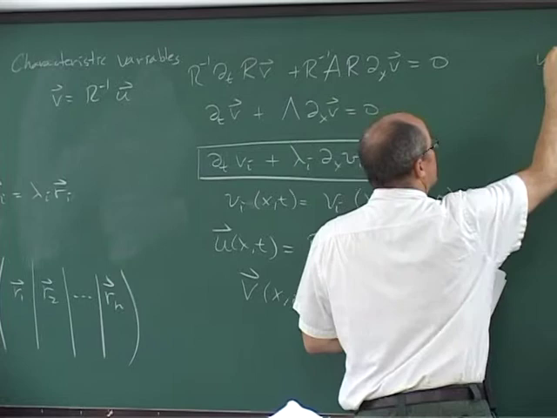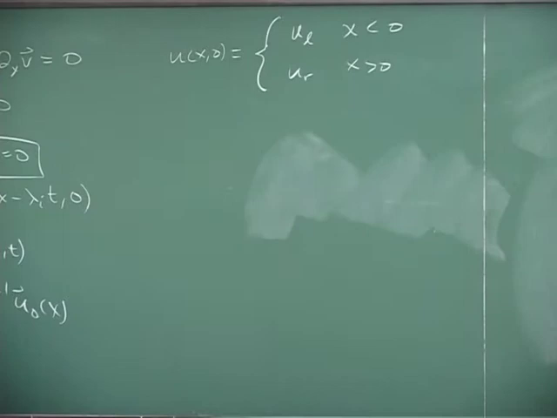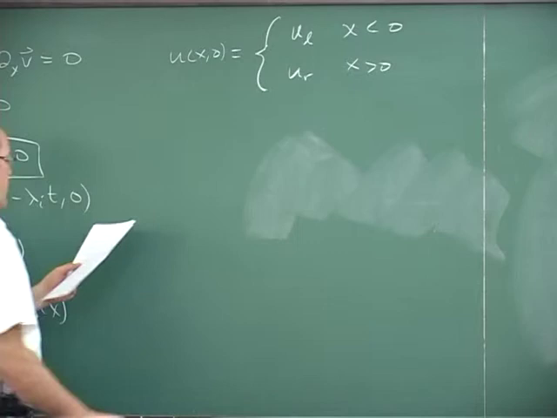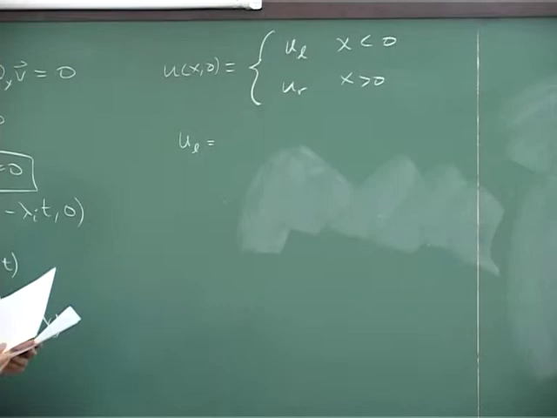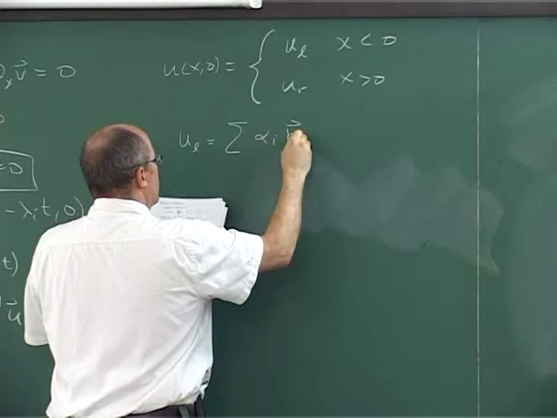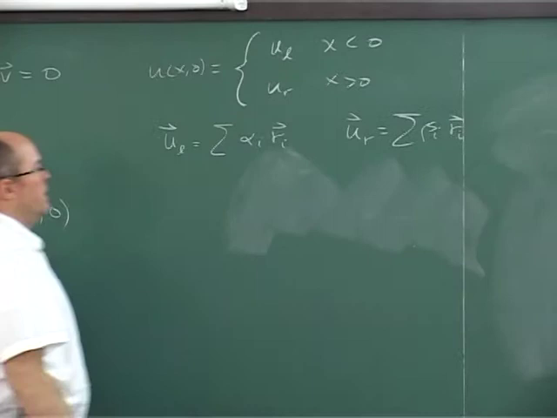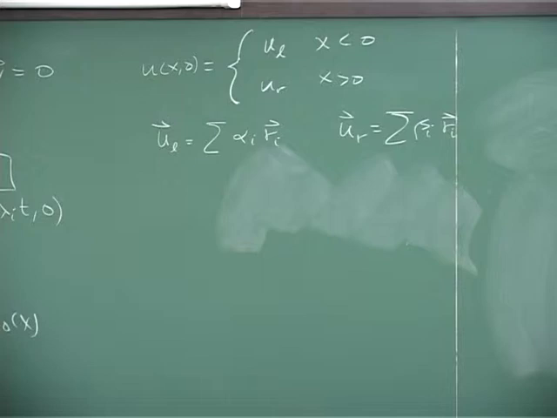If u at x = 0 is some u_left and u_right, for x less than 0 on the left and x greater than 0 on the right, then I can decompose u_L. I'm going to take my left and right states and decompose them into coefficients multiplied by the set of eigenvectors, okay?